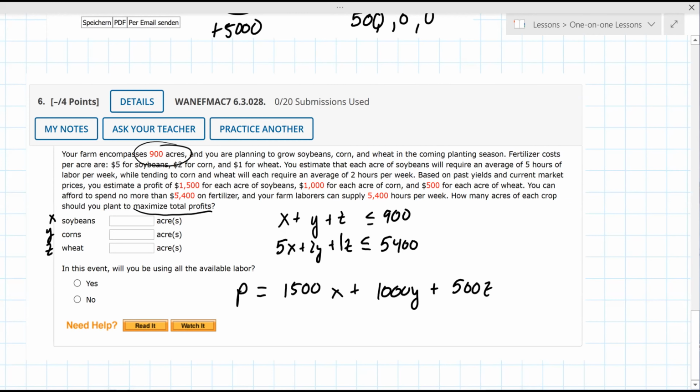So again, kind of like last time, you just have to be able to know where to map the numbers, because the only thing that's going to be different is the numbers for this. And then 5 hours of labor for soybeans, that's 5X. Wheat and corn are 2 hours, so that's 2Y plus 2Z, and you only have 5,400 hours, interestingly. Okay, so that's 3 variables and 3 equations for this one. So I'll punch that in. Restart. Okay, so 3 variables and 3 equations.